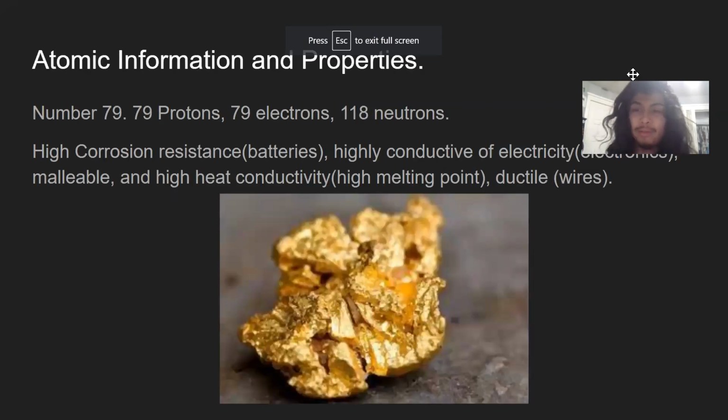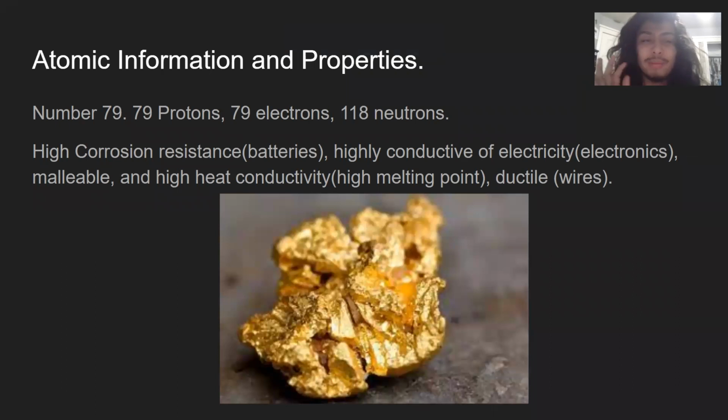Okay, so the atomic information and properties. It's number 79 on the periodic table of elements, and that's because it has 79 protons, 79 electrons, and the atomic weight will equal around 197. So it's got 118 neutrons to add on to that weight, and the electrons barely count as weight.